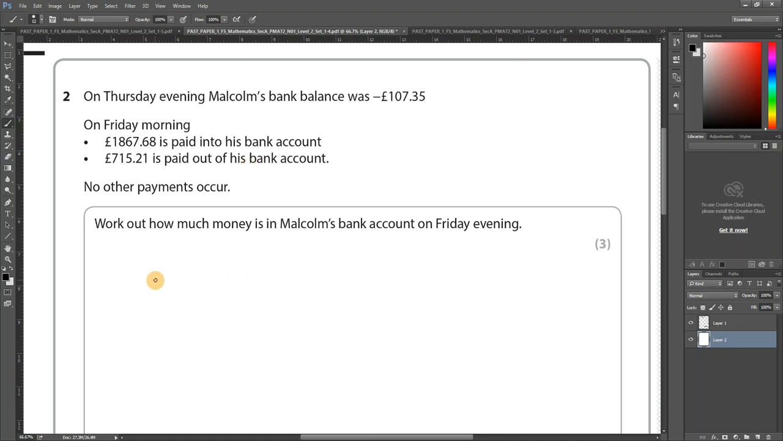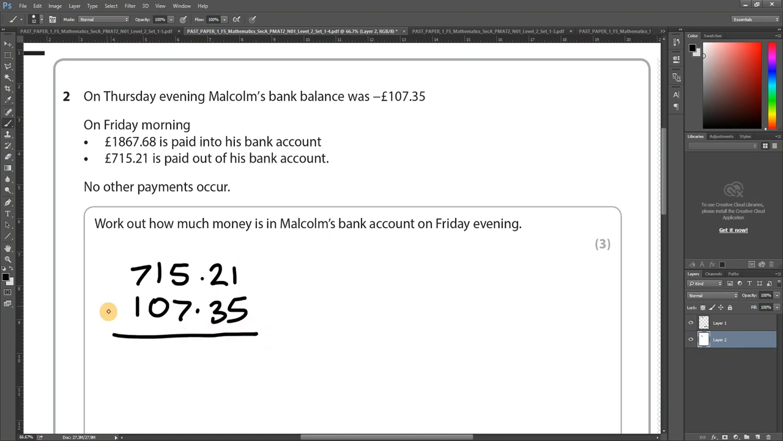You could have done it differently, but me personally, I would add these two together, 715.21 with the 107.35. Let's add these two together. So that gives me 6 there, 5 there, decimal point is there, make sure you line up the decimal points. 5 add 7 is 12, carry the 1, that gives me 2, and that's an 8. So that's going to be £822.56, that's going to go out of his account.